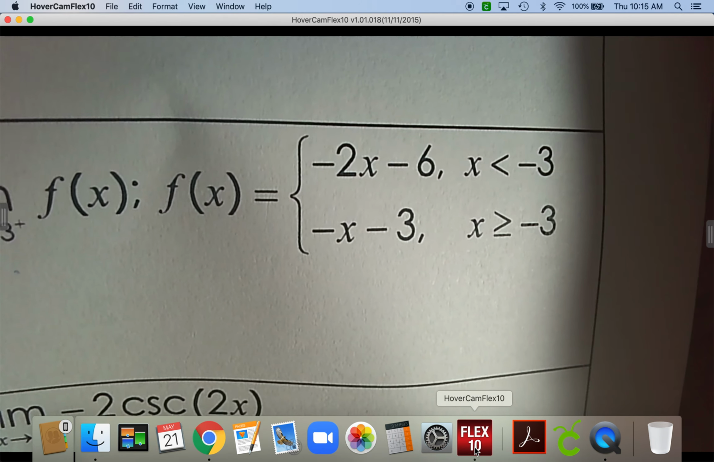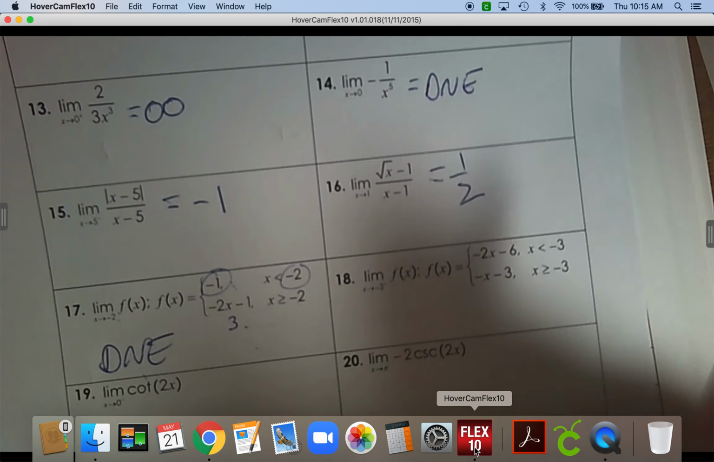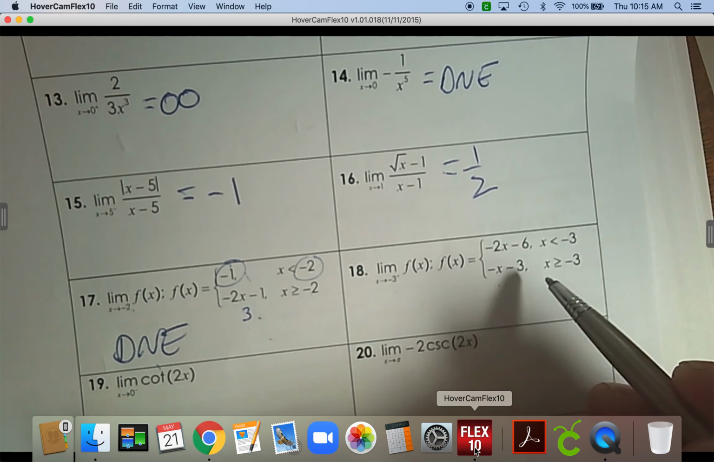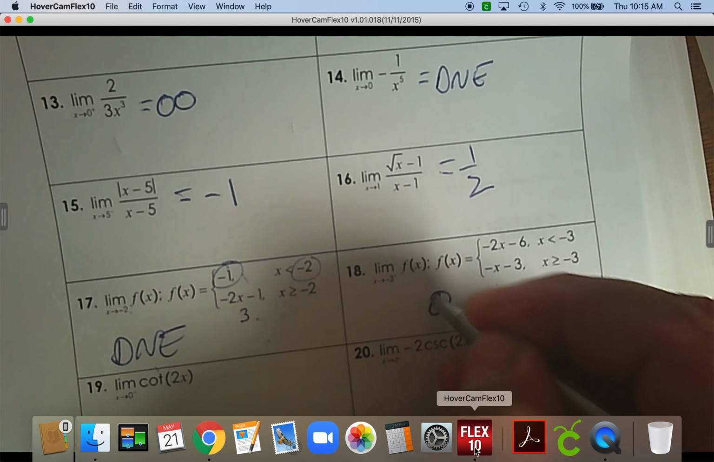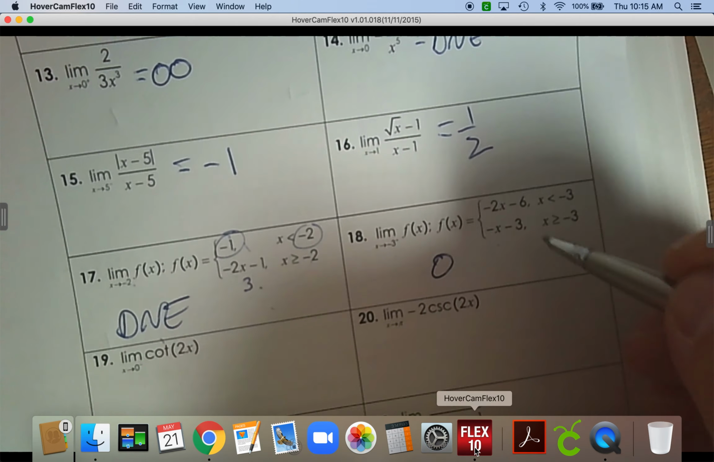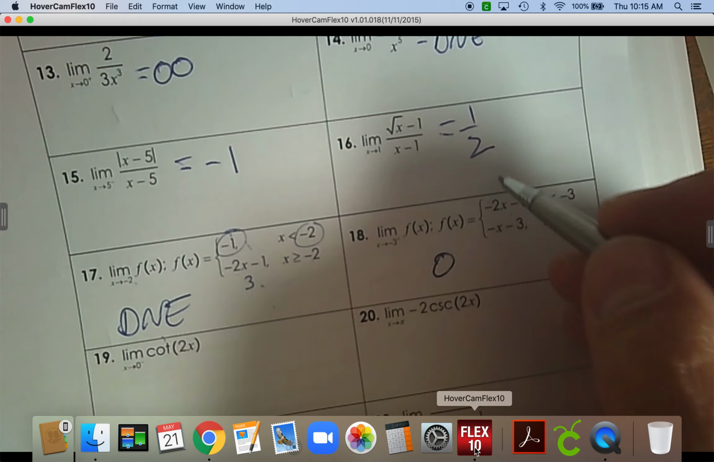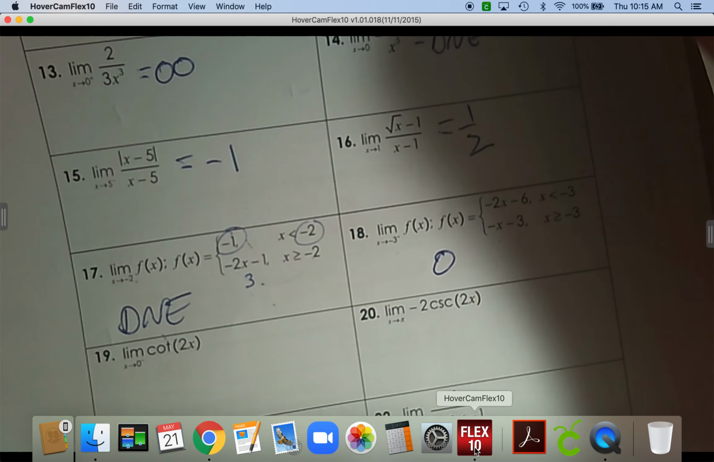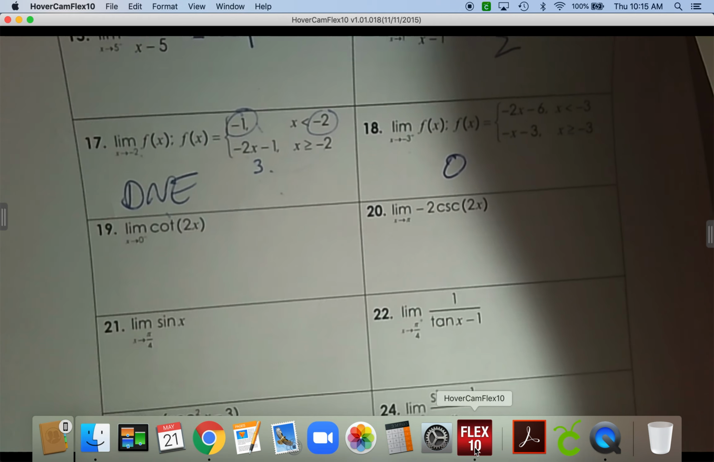All right, plug it into the bottom only. So negative and a negative. Be careful. That's +3. Take away 3. That answer is 0. By the way, the top would have given you the same answer too. So if I would have looked at it, the two-sided limit is equal to the one-sided limit. Okay.